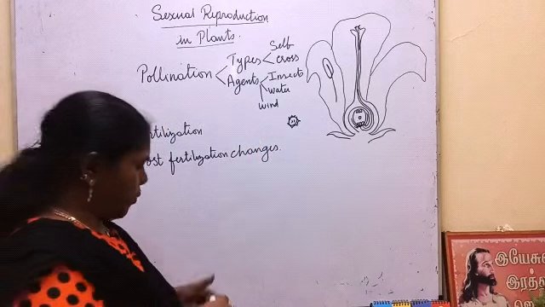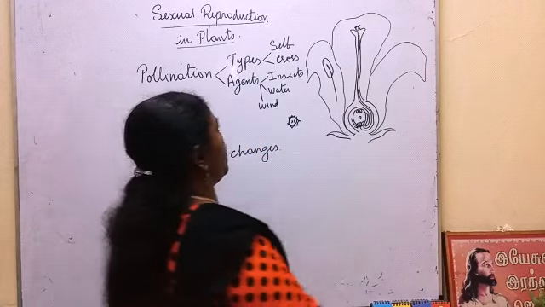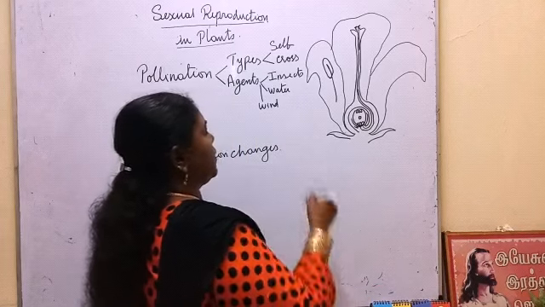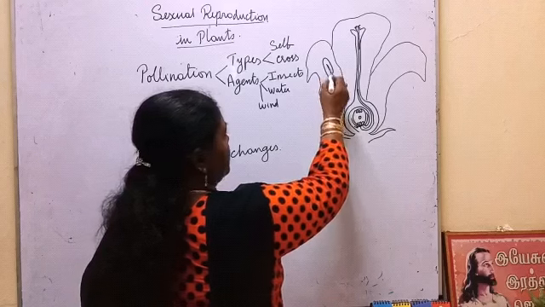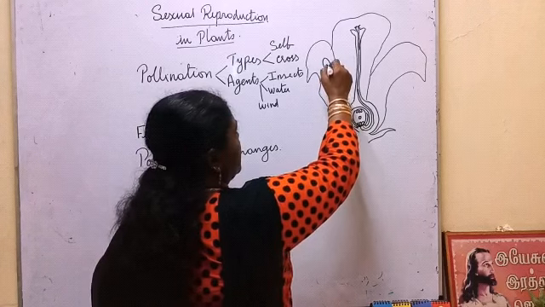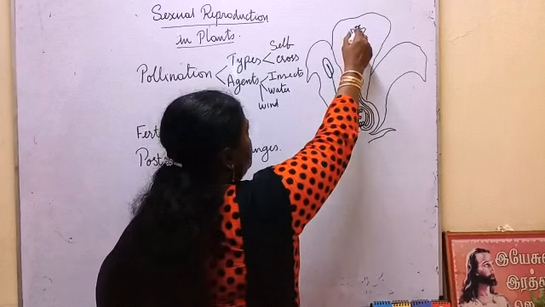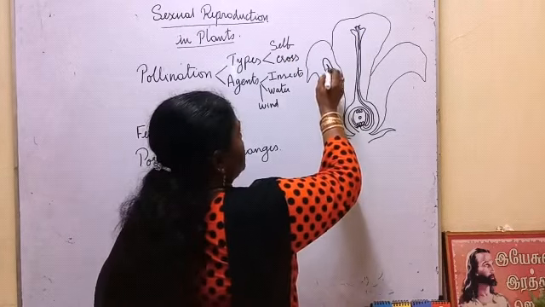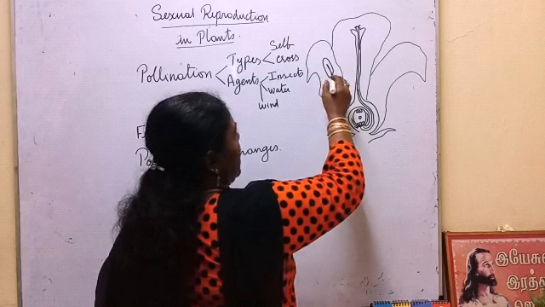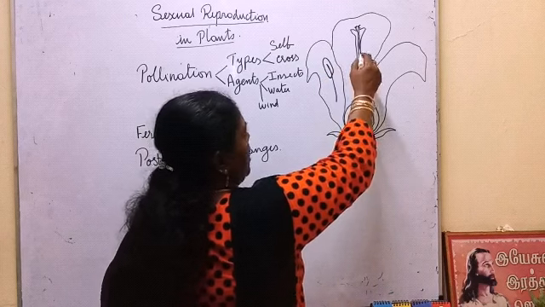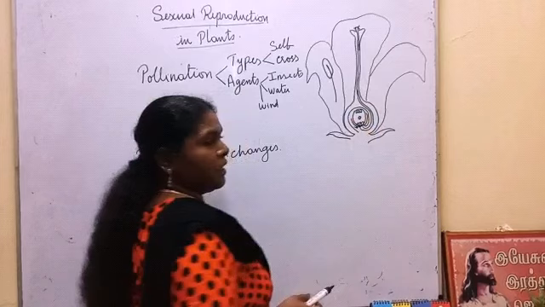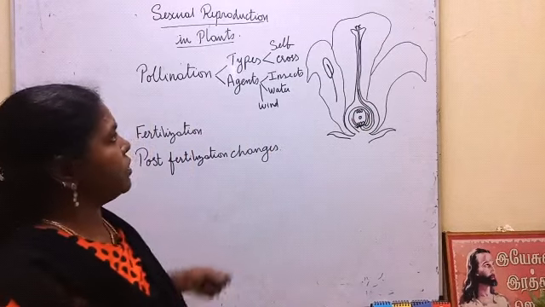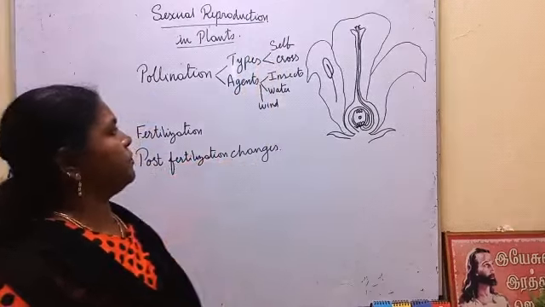There are two types of pollination. Self-pollination and cross-pollination. Suppose the pollen grain from this flower is transferred from this anther to the stigma of the same flower, it is self-pollination. If the pollen grains of this flower are transferred to the stigma of another flower of the same species, it is called cross-pollination. Okay, so these are the two types of pollination.